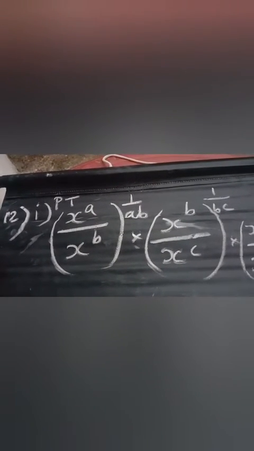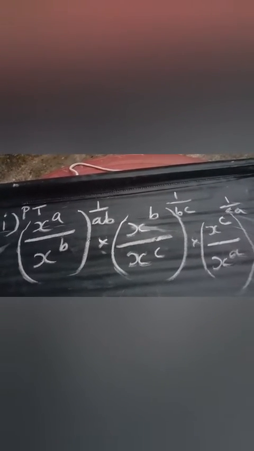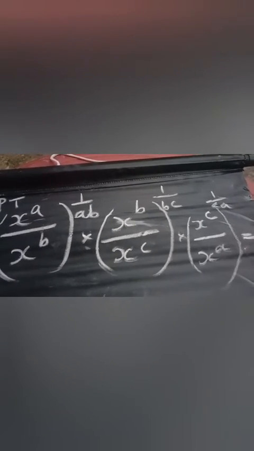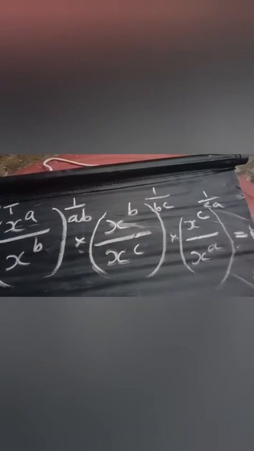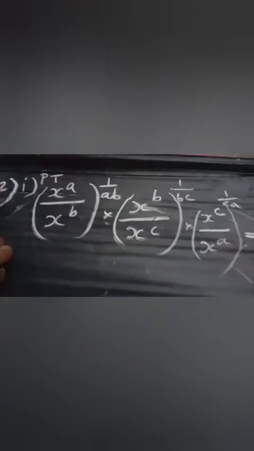Next, 12th question, sub question 1. Prove that x raised to a by x raised to b, the whole raised to 1 by ab, into x raised to b by x raised to c, the whole raised to 1 by bc, into x raised to c by x raised to a, the whole raised to 1 by ca, is equal to 1. So here also, the same way, prove that.